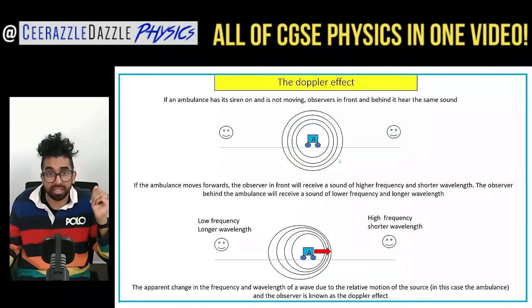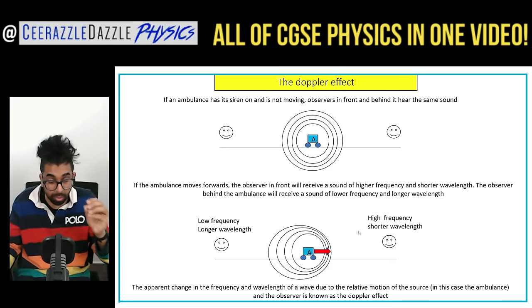The Doppler effect. So let's say, for example, we have an ambulance over here. We have a person behind it and a person in front. Initially, if the siren is turned on, you would hear the same thing from both sides, because the waves are coming out equally. But what happens when the ambulance starts to move to one side? So when the ambulance starts to move to this side over here, what will happen is these waves get bunched up. So the person on the right will have a higher frequency.